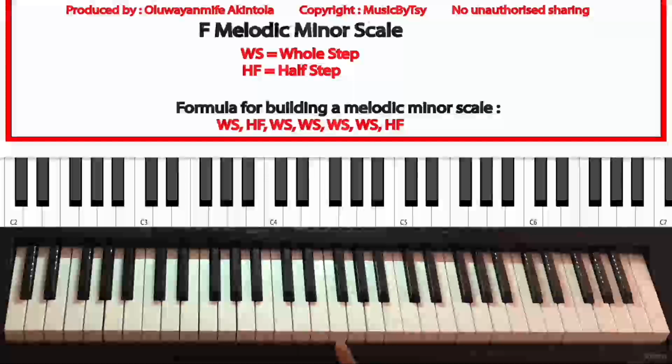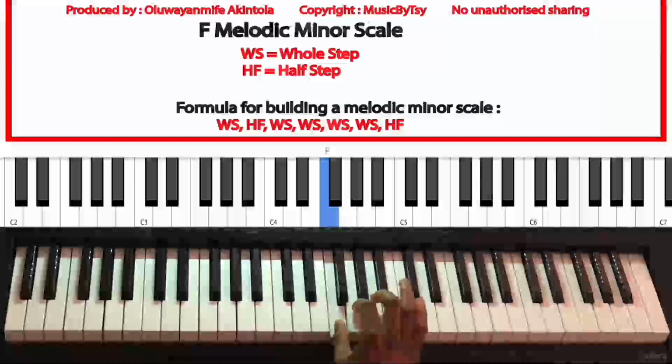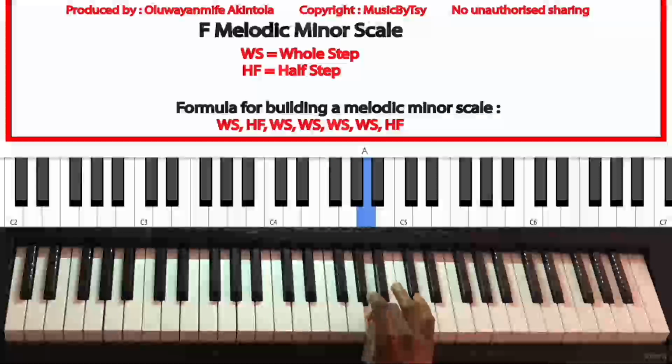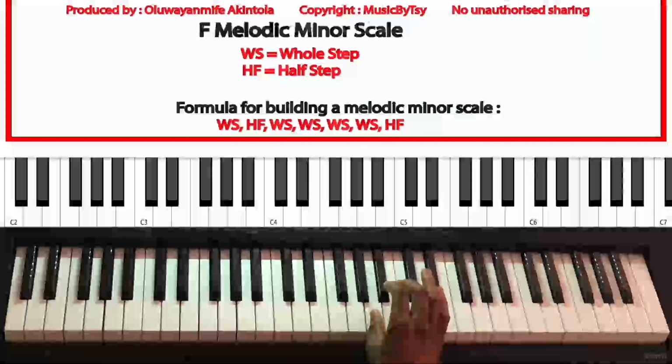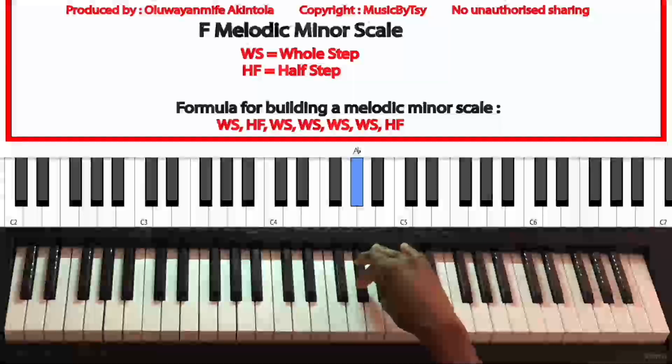So the third note of the F major scale is this. 1, 2, 3. So the third note of the F major scale is the key of A. So we're going to lower the third note by a half step, which means that we're going to land on the key of A flat. See that?